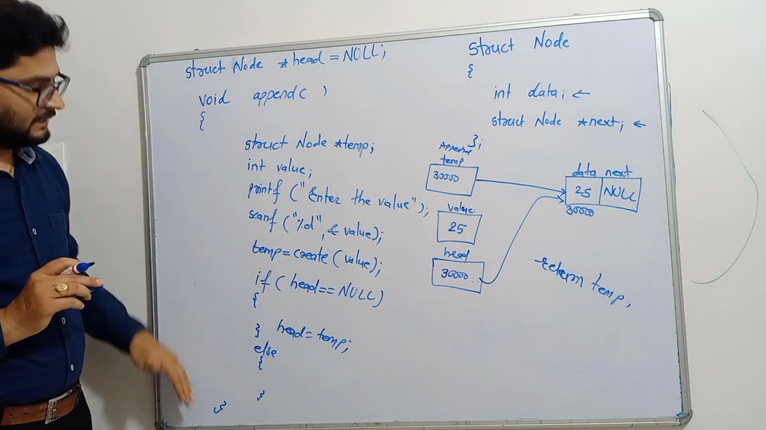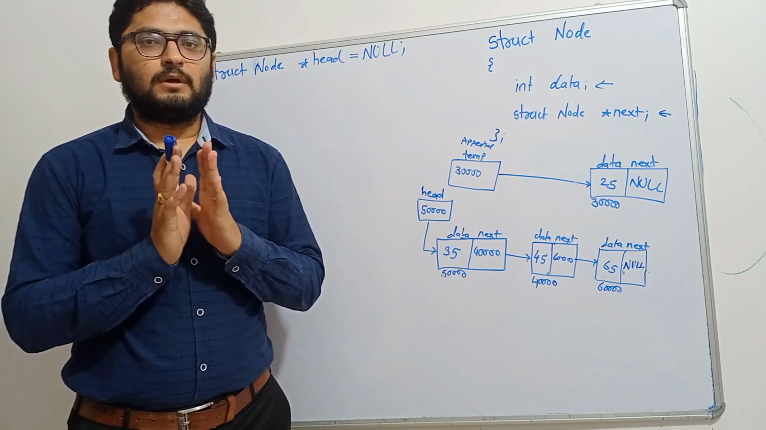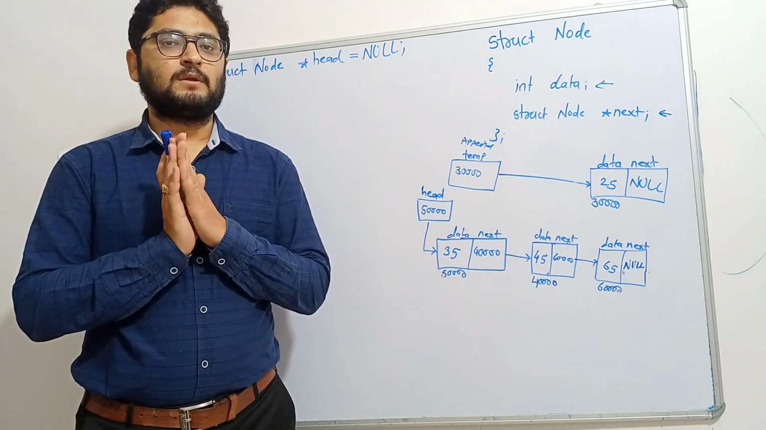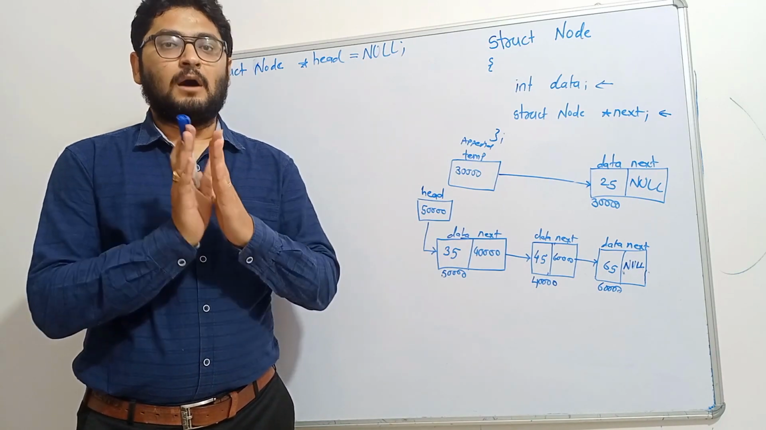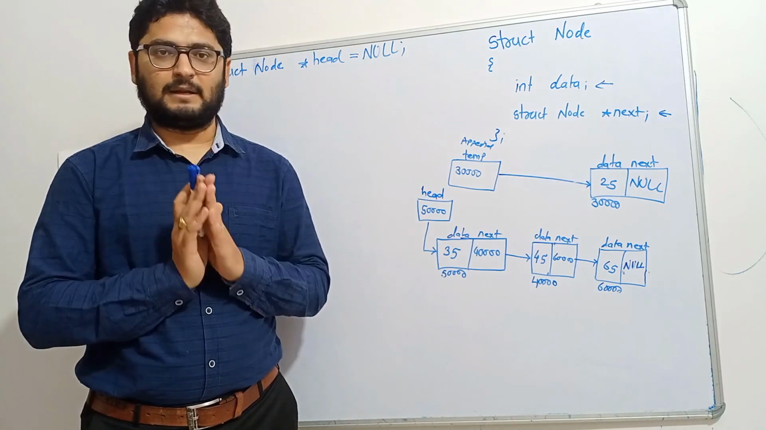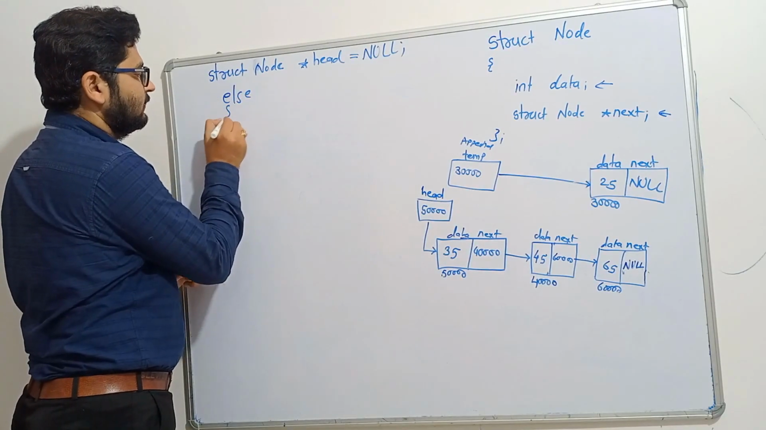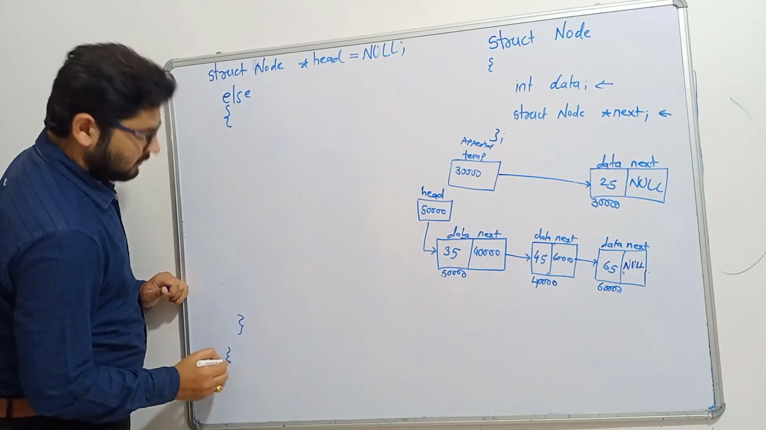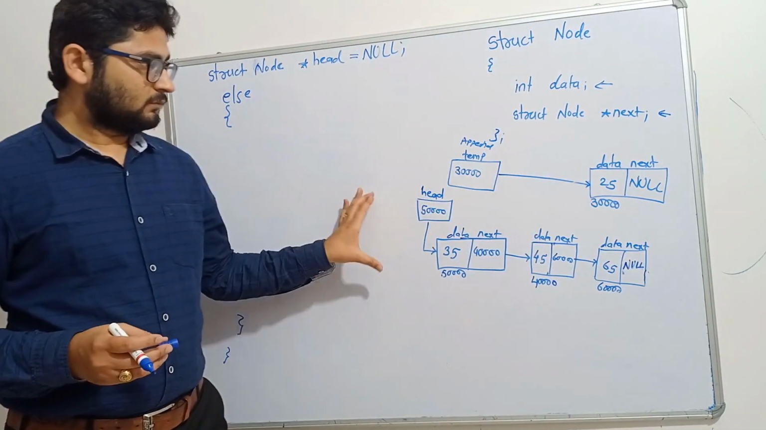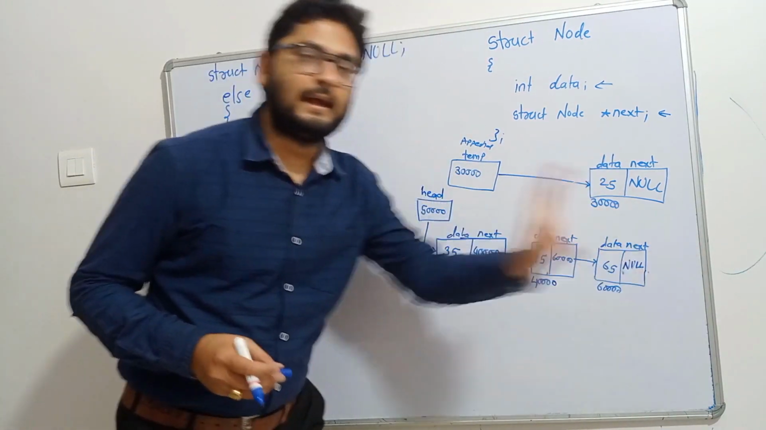For that, let me erase all this. Let us now see how to insert the node in the linked list when the linked list is not empty. Previously we have seen how to insert a node at the end when the linked list is empty, in the if part. Now we will see in the else part how to insert the newly created node at the end when the linked list is not empty.